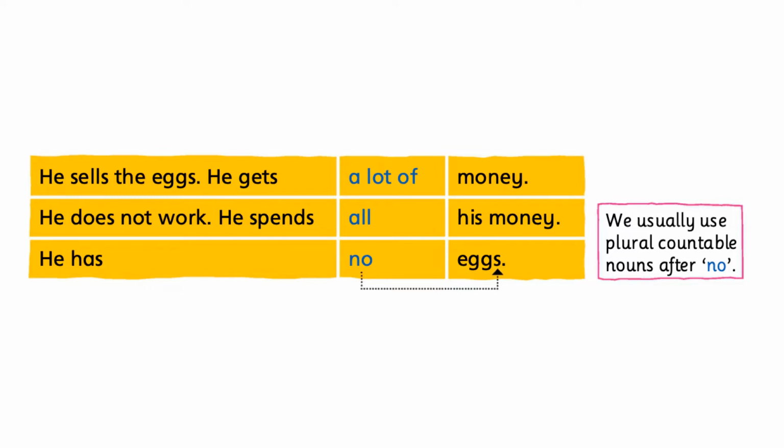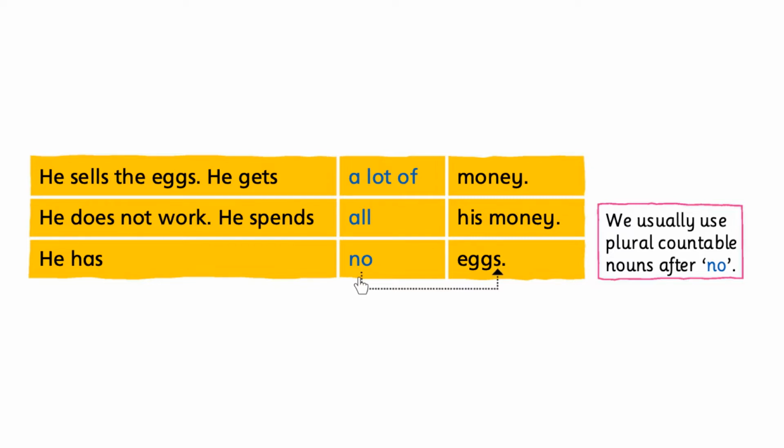What does Mark get after he sells the golden eggs? He gets a lot of money. What does Mark do with the money? He spends all the money. Does Mark have any eggs after he cuts open the goose? No, he has no eggs.